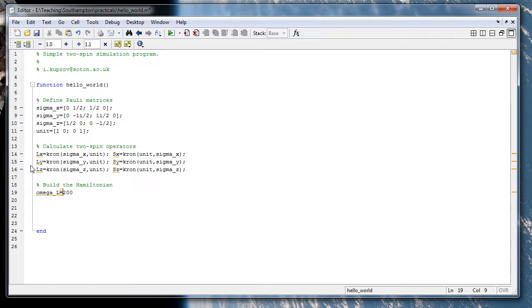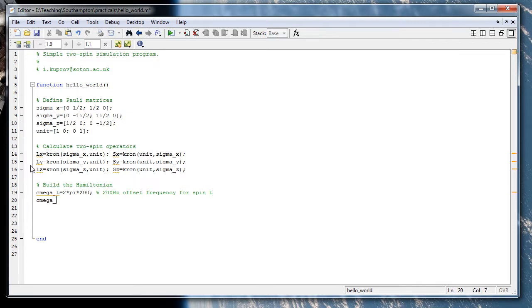And because it has, in magnetic resonance simulations, to be in angular frequencies, that will be 2 times pi times 200 Hertz. And it's a good idea to let your future users know what this is. This is 200 Hertz offset frequency for spin L.